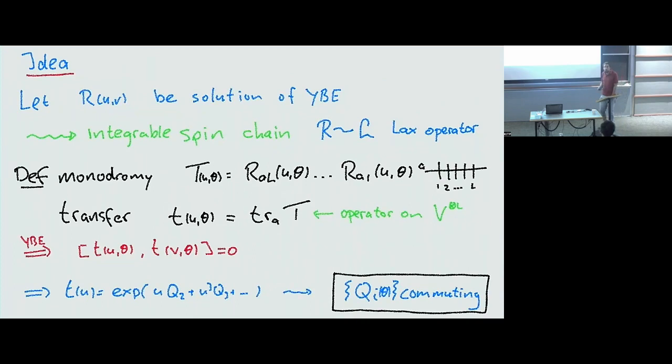Yes? Do you need R for the permutation? No. At this point, this is still general. This will work for any solution of the Yang-Baxter equation. The next step will depend on that property.